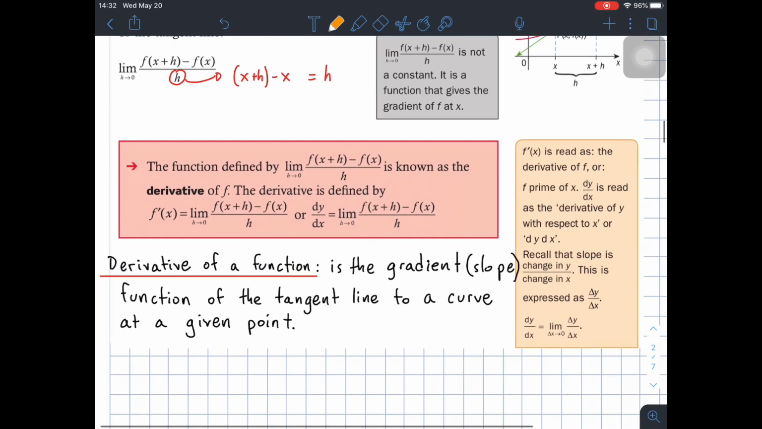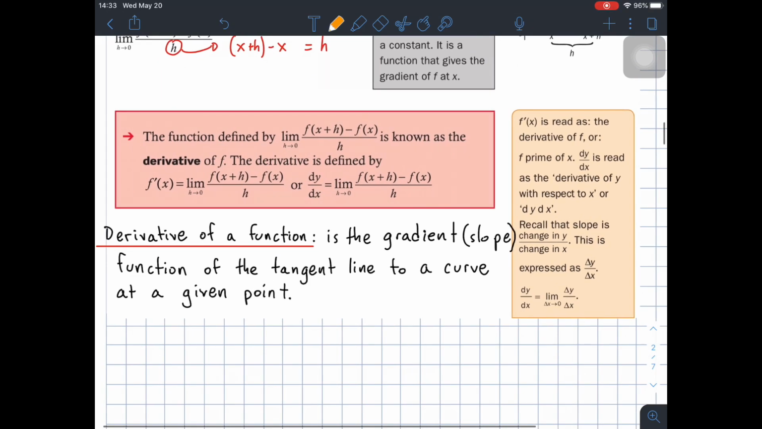So here we have the definition. The function defined by the limit of f of x plus h minus f of x divided by h, which I just showed you where it comes from, when h approaches 0, is known as the derivative of f. So that's the definition of the derivative. The derivative is defined by f prime of x. This is the mathematical notation we use for derivatives. f prime of x equals the limit of this when h tends to 0 or approaches 0. Or this is another way to express the same thing.